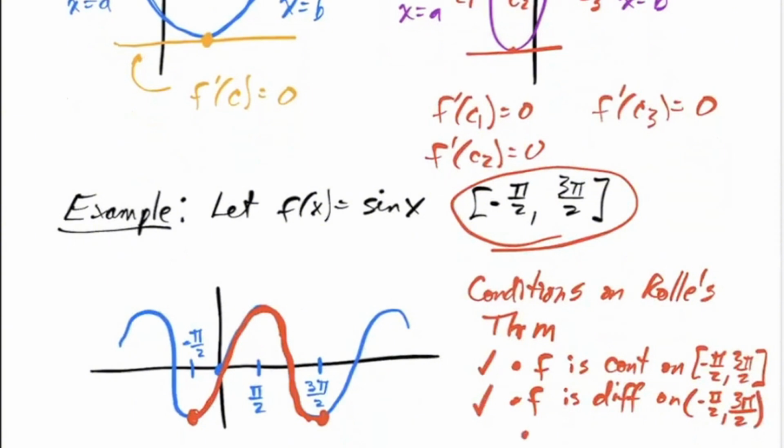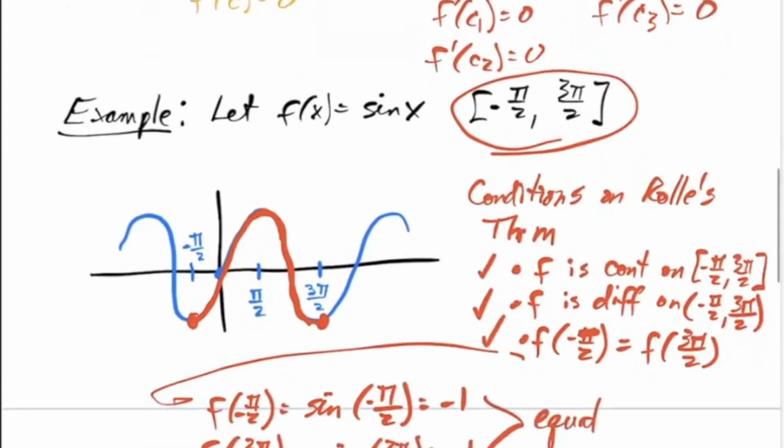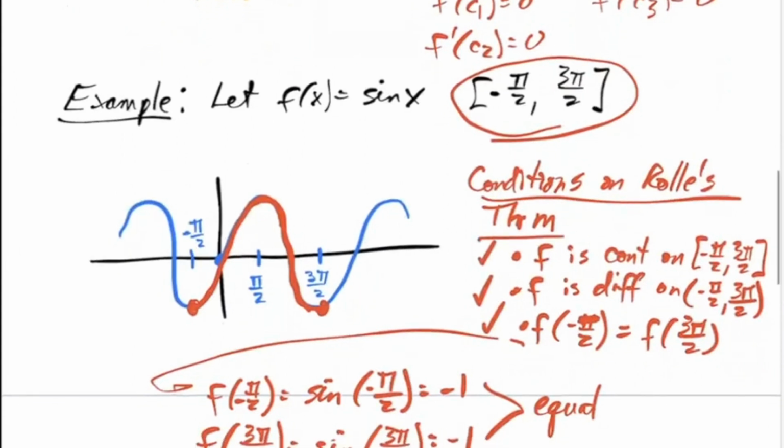Yep, that's true. And f of negative pi over 2 equals f of 3 pi over 2. Well, let's check this one. f of negative pi over 2 is equal to the sine of negative pi over 2, which is negative 1, and f of 3 pi over 2 equals the sine of 3 pi over 2, which is also equal to negative 1. And so these are equal. So the third condition of Rolle's theorem is correct.